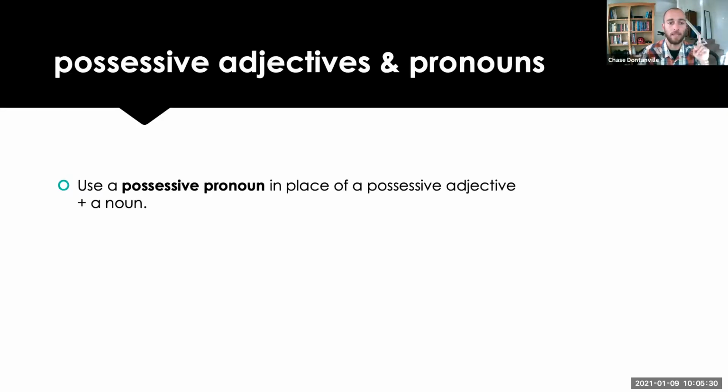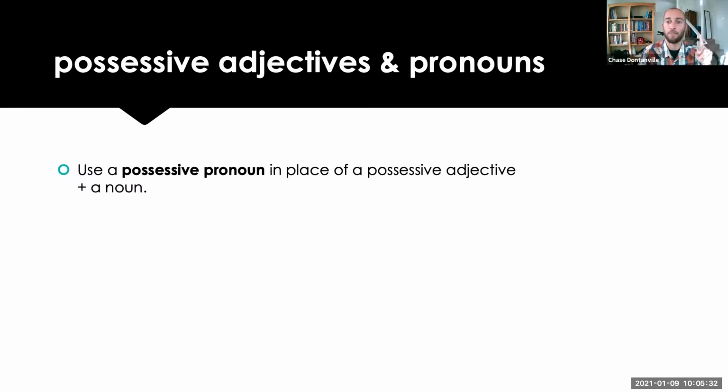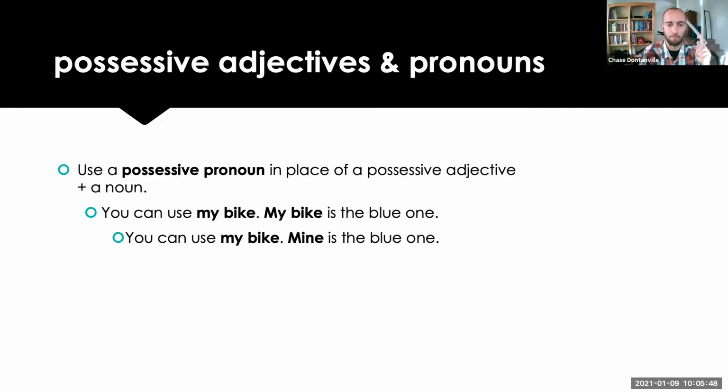Use a possessive pronoun in place of a possessive adjective plus a noun. So instead of a possessive adjective, you can use a possessive pronoun. For example, you can use my bike. My bike is the blue one. Repetitive, right? Too many my bikes. It's better to say, you can use my bike. Mine is the blue one. Mine is a possessive pronoun.